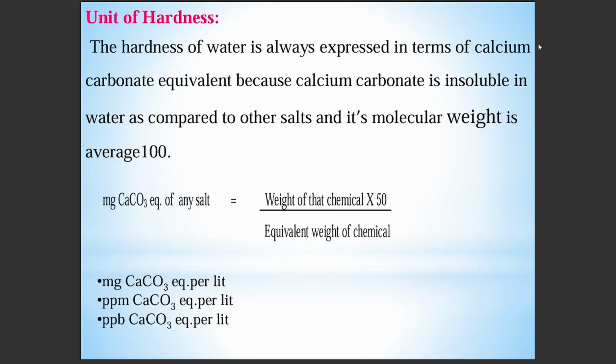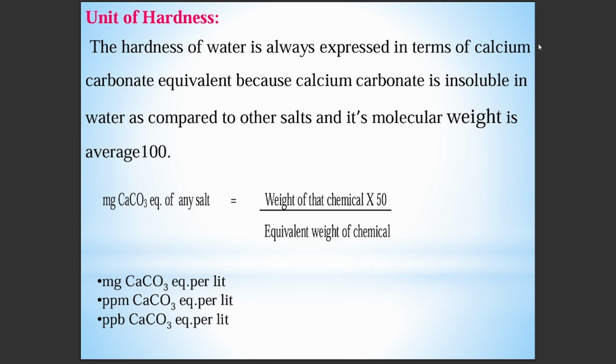There are two types of hardness of water: temporary hardness and permanent hardness, that we will discuss in the coming slide. Before that, we discuss what are the units of hardness, how we express the hardness in terms of CaCO3. Why? The hardness of water is always expressed in terms of calcium carbonate equivalent, because calcium carbonate is actually insoluble in water as compared to other salts, and its molecular weight is an average 100, and it is easy to calculate the hardness of a water sample in terms of CaCO3 equivalent of other salts.